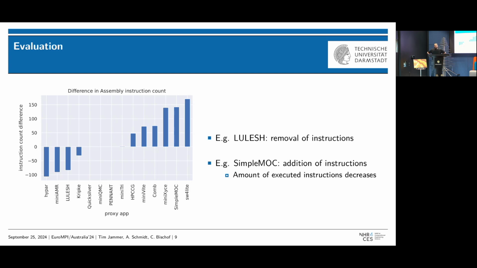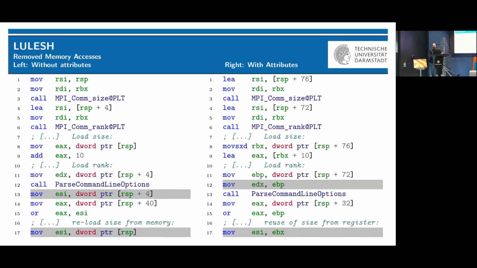There are some examples where the additional introduction of these attributes leads to fewer assembly instructions, and sometimes it leads to more assembly instructions. I will now showcase some examples where the compiler can trigger additional optimizations that are not possible without the introduction of the attributes. So an example would be the removal of some memory accesses. Again, these things happen on assembly level, so we have to look at the assembly code. On the left-hand side, there are no attributes on the MPI functions, which is what the compiler normally does. On the right side, we have annotated the MPI functions.